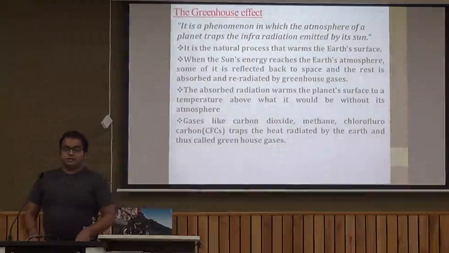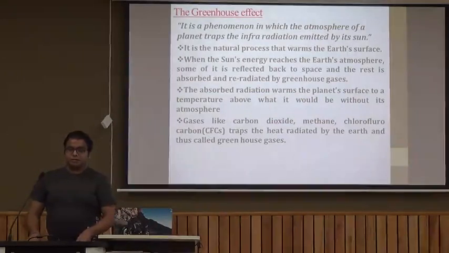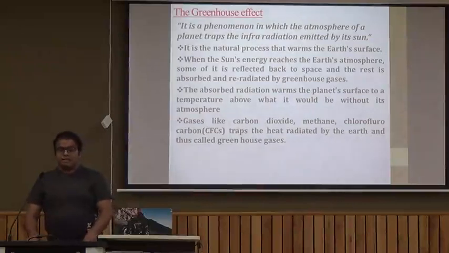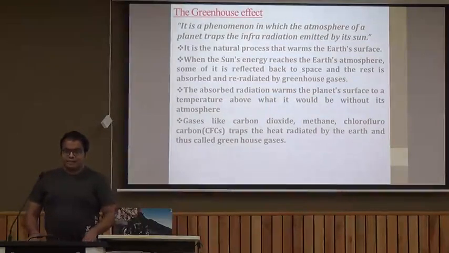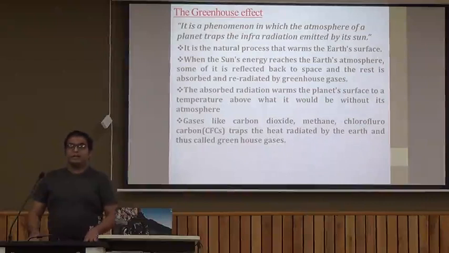Now, the greenhouse effect. This is a very important phenomenon we observe nowadays. In this phenomenon, the atmosphere of our planet, that is Earth, traps the radiation coming from the sun. And this is the phenomenon which causes the warmth we observe in the atmosphere. When the sun's energy reaches the Earth's atmosphere, some of it is reflected back to space and the rest is absorbed and re-radiated by greenhouse gases. This radiation warms the planet's surface to a temperature above what it would be without its atmosphere.